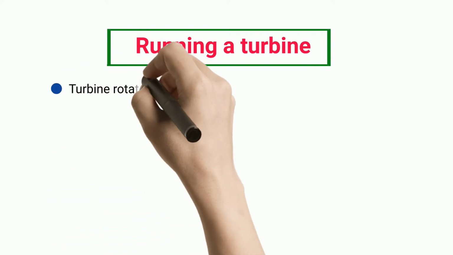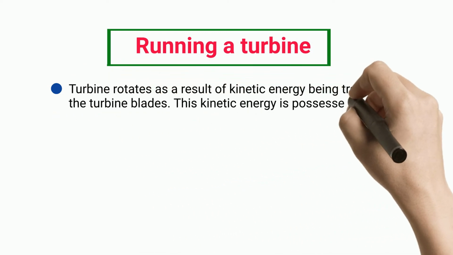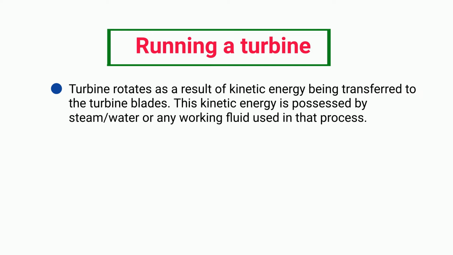Running a turbine. The turbine rotates as a result of kinetic energy being transferred to the turbine blades. This kinetic energy is possessed by steam, water, or any working fluid used in that process.